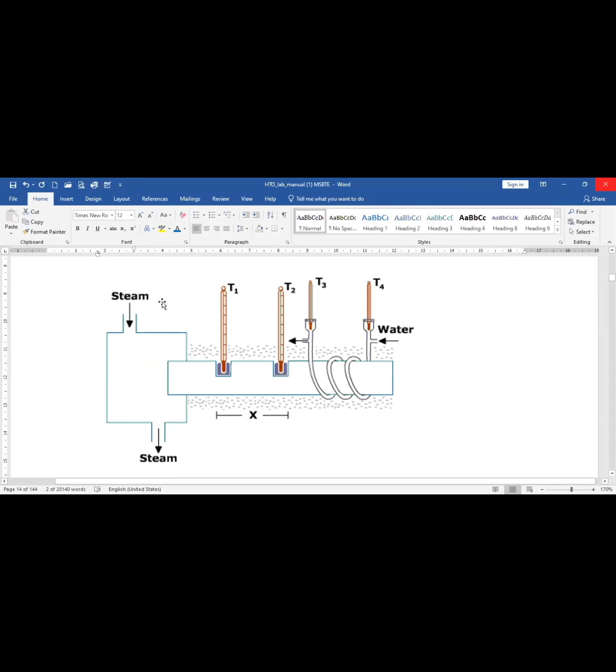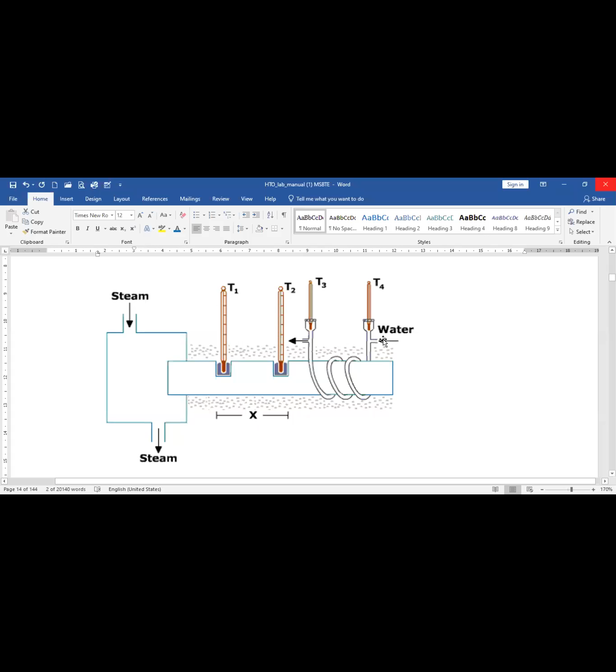So this is the practical setup. It may be a rod, it may be a slab. For calculating the thermal conductivity of this rod or slab, we must place thermocouples at various locations. Here we can measure the temperature at this point, then the second temperature, then the third and the fourth temperature.